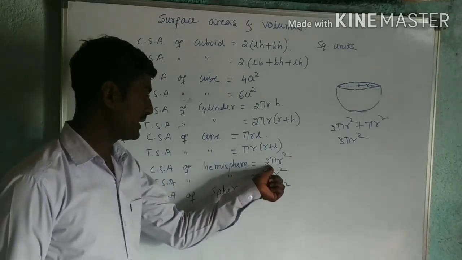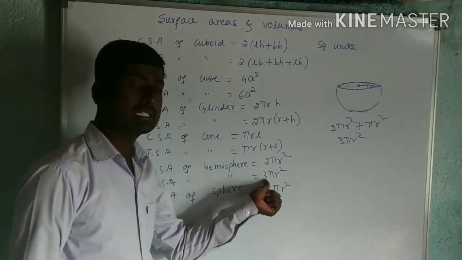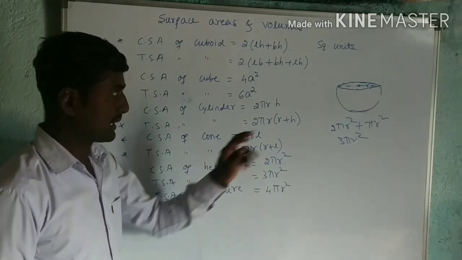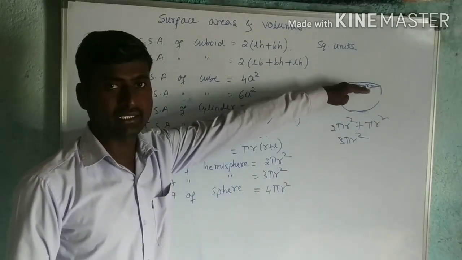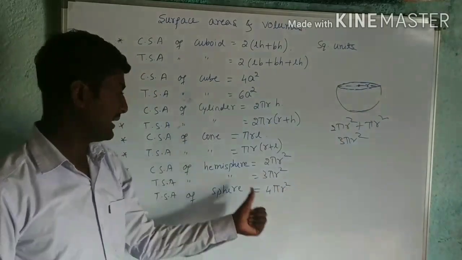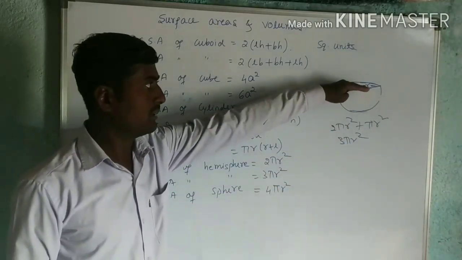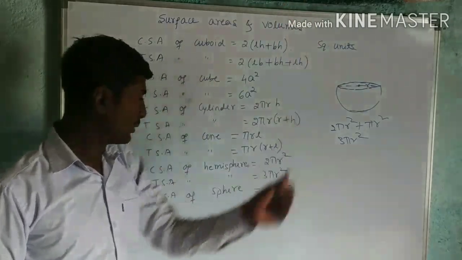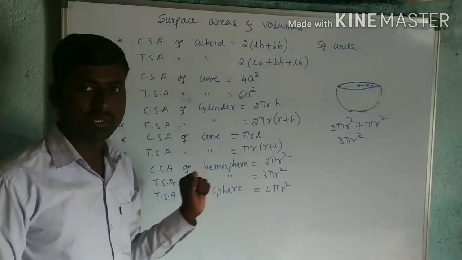CSA of hemisphere is 2 pi r square. TSA of hemisphere is 3 pi r square. So if the top or base of the hemisphere is closed, then it will become TSA. If the top or base of the hemisphere is removed, then it will become CSA of hemisphere.